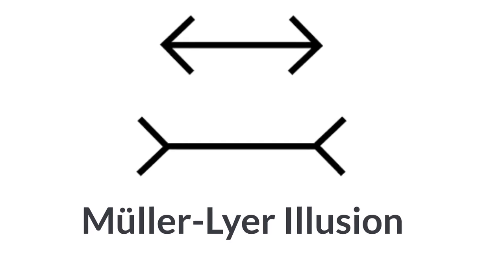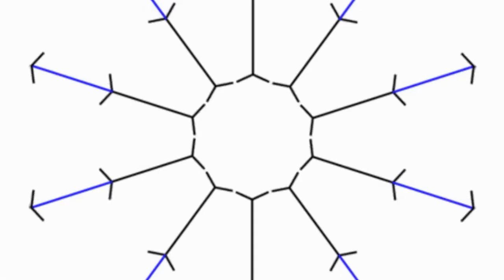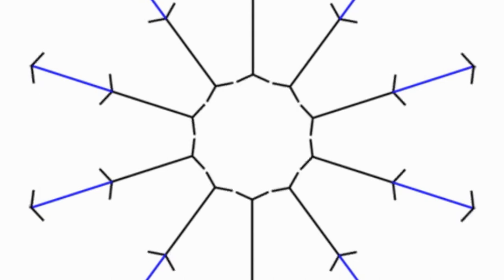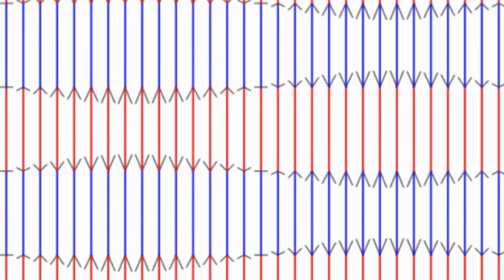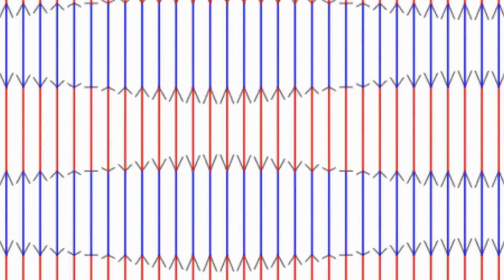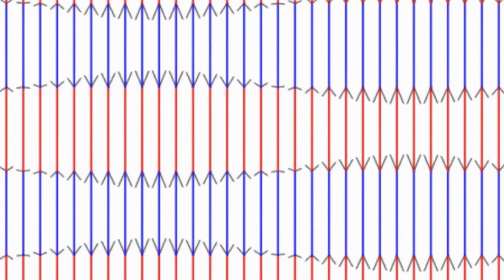Number 31, Mueller-Lyer illusion. In the Mueller-Lyer illusion, lines of equal length appear different due to the addition of arrows or fins at the ends. Even though our logical brain knows that they're the same length, our visual perception is fooled by the surrounding context.